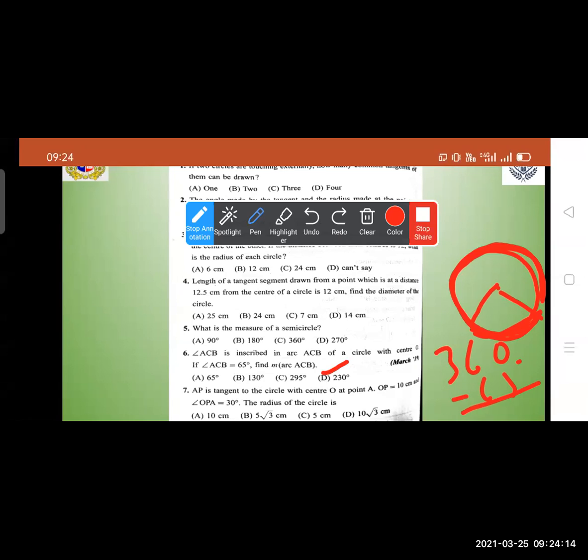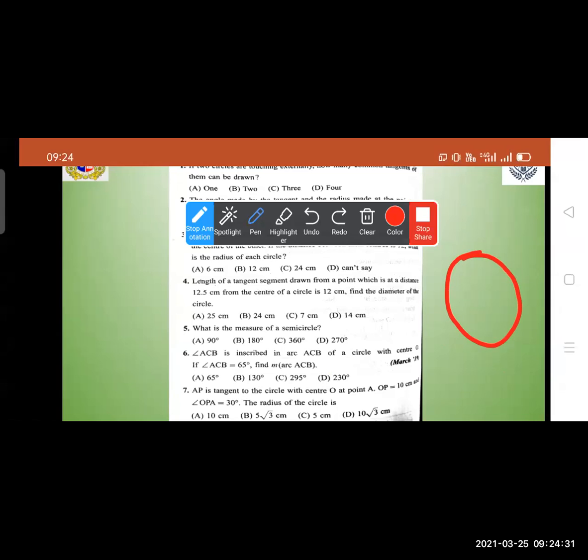Okay. Now, next. AP is a tangent to the circle with center O at A. Okay. OP is 10 centimeter and OPA is equal to 30. Then we find radius of the circle. So AP क्या है हमारे पास? This one is the circle. Center O. Okay. And here we draw AP. Tangent. OP is, yes, OP is 10 centimeter. And angle OPA. This angle is 30 degree. Then find the radius of the circle.